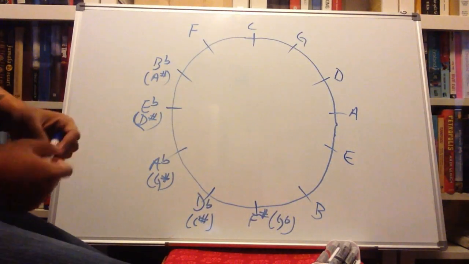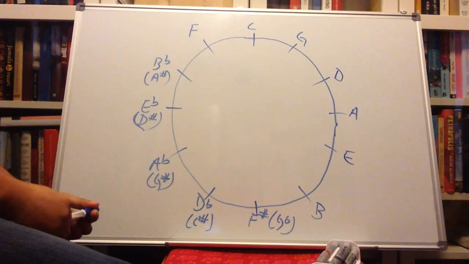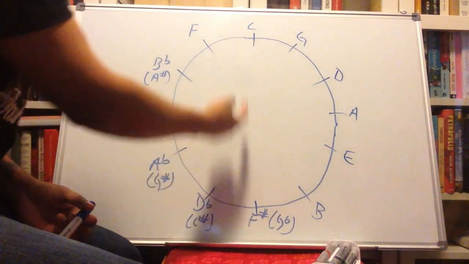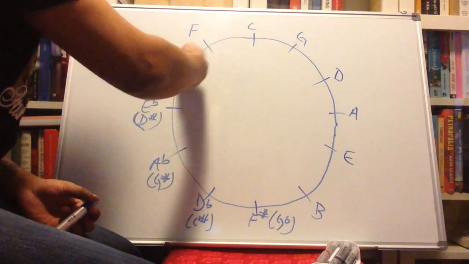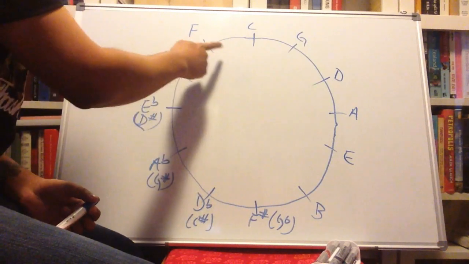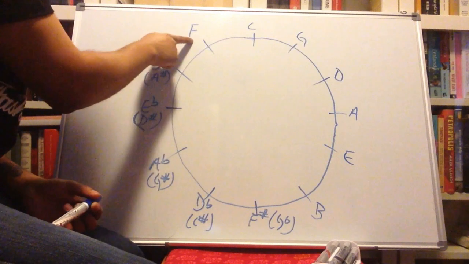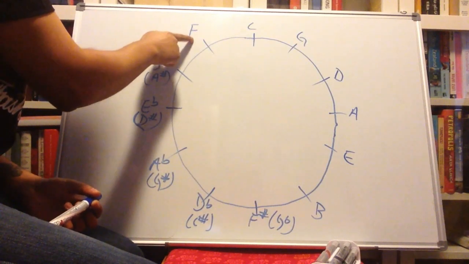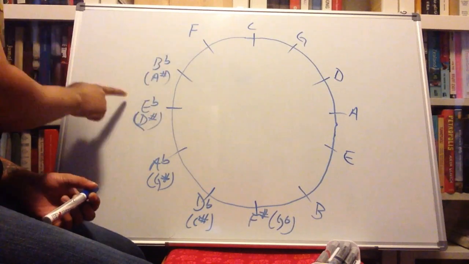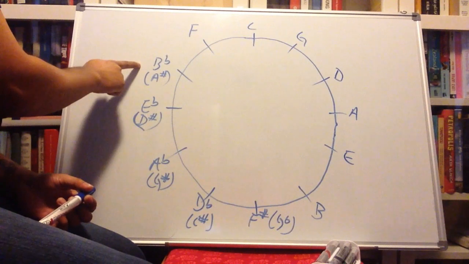And at the beginning I said this is also known as the cycle of fourths. Why? Because if you look, in the clockwise direction it's fifths, right? But if we go anti-clockwise, it becomes fourths. So the fourth of C is F, you should know that. B flat is the fourth of F. E flat is the fourth of B flat, right?